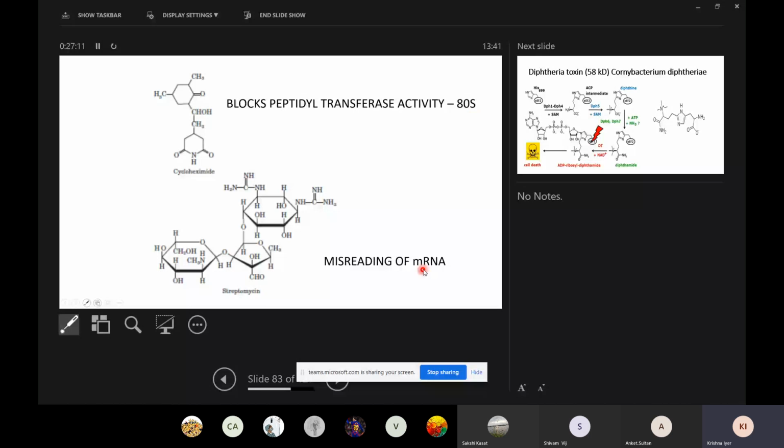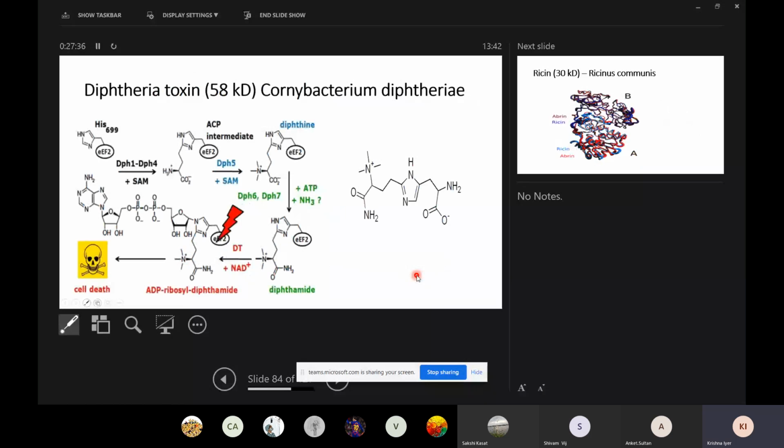Okay, so when it is present, the ribosome tends to slip, and when it misreads the mRNA, you tend to form sometimes faulty proteins, or you read something as a stop codon, and the synthesis stops. Okay, so these things can happen there.